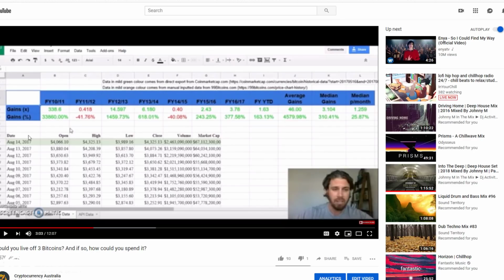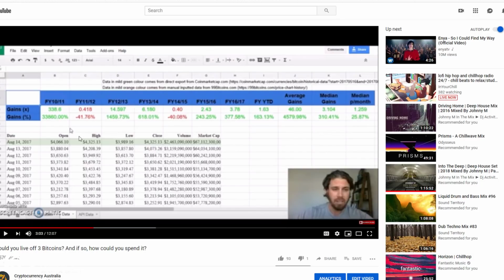And that essentially cuts out the outliers. So that's cutting out this FY 10-11 figure, which is when Bitcoin started off very, very cheap and then absolutely rocketed up within a couple of years. You don't want those huge numbers in your calculations because that's going to skew the results. And that's why it's more accurate to look at things like the median.